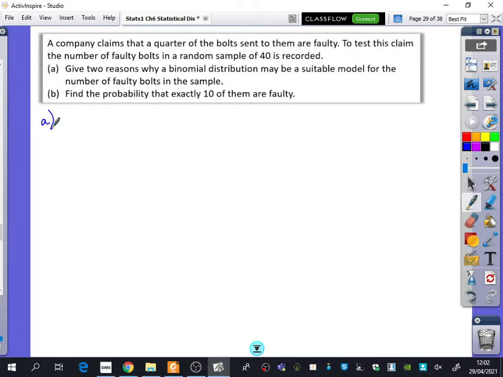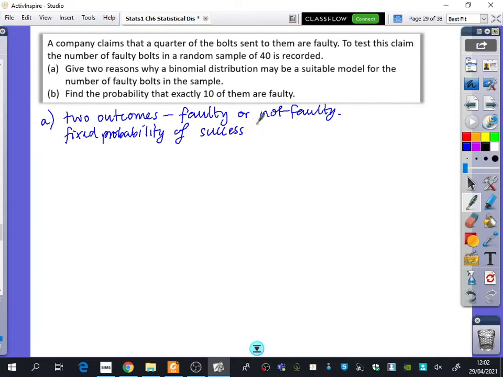There are 2 outcomes. And the 2 outcomes here are going to be either faulty or not faulty. And there is a fixed probability of success. In this case, our success is being faulty. And that fixed probability is a quarter, because it says a quarter of the bolts are faulty.